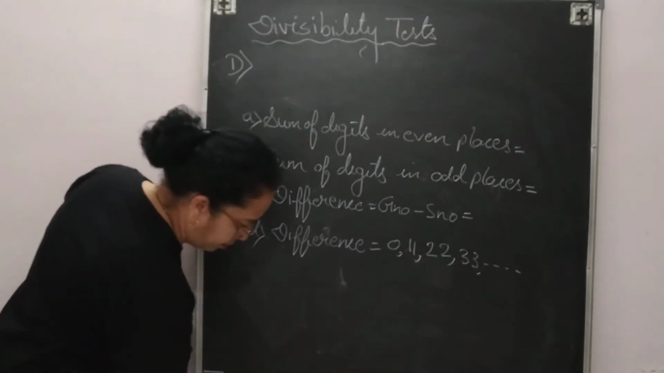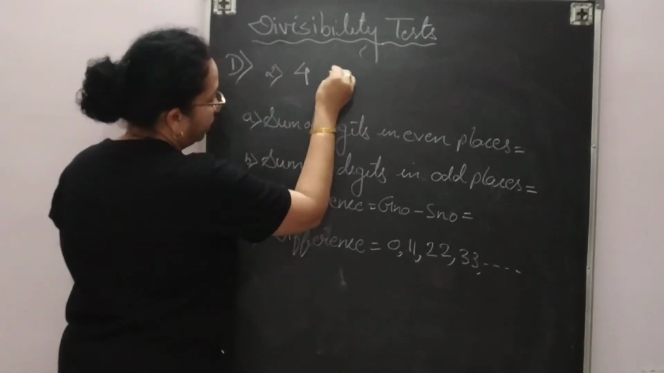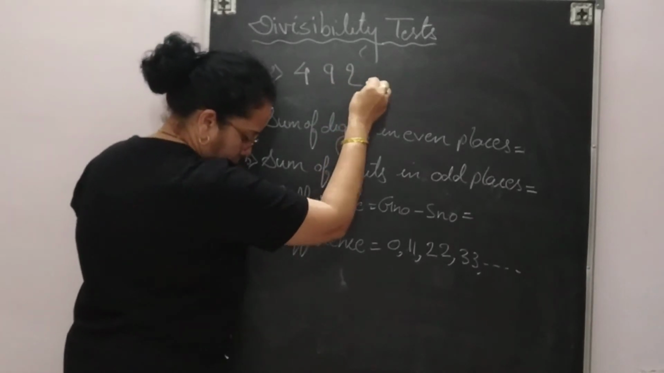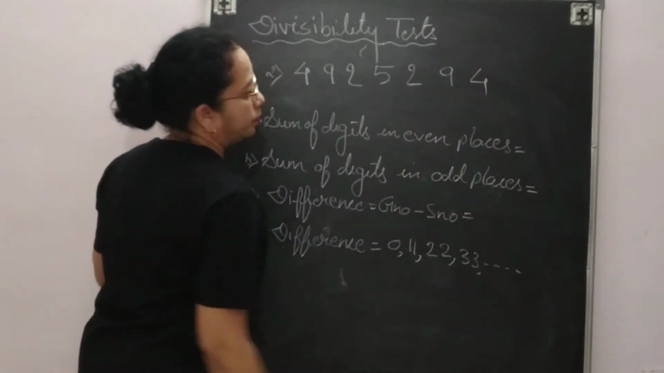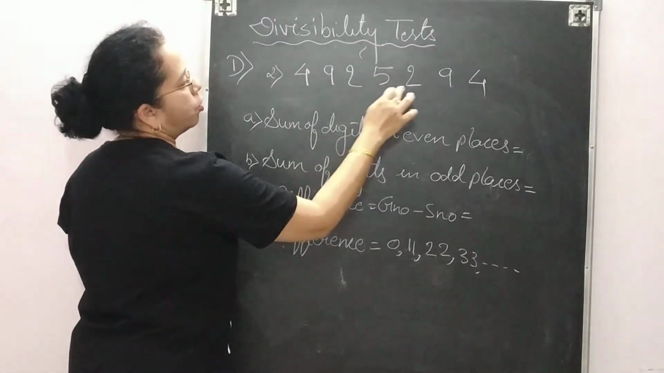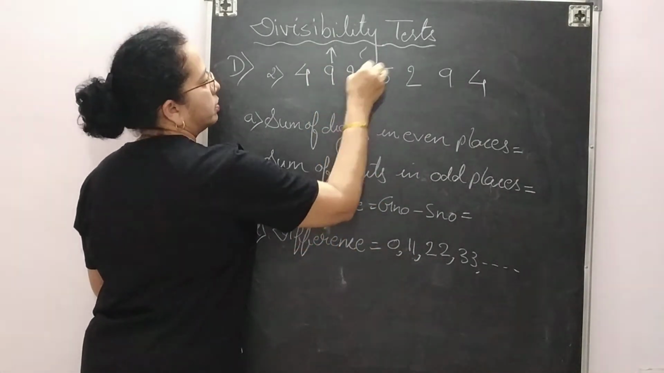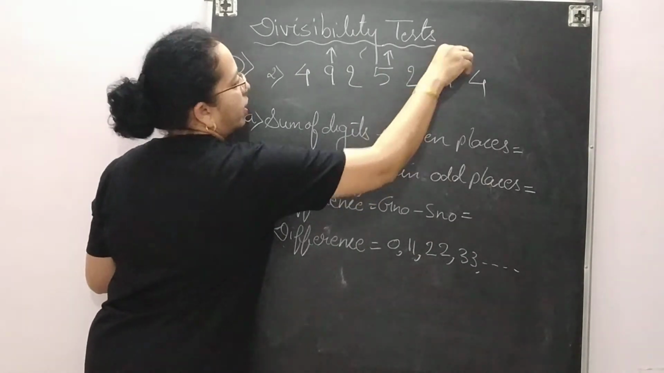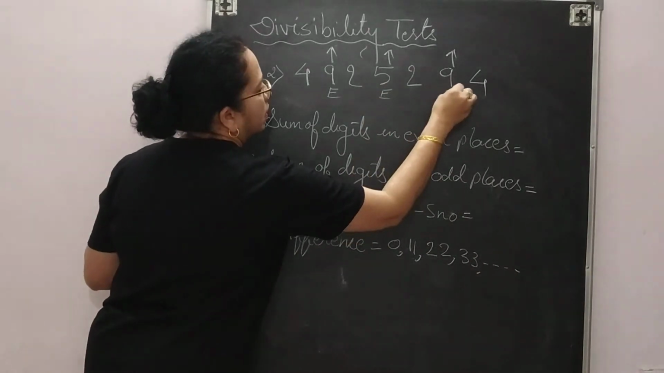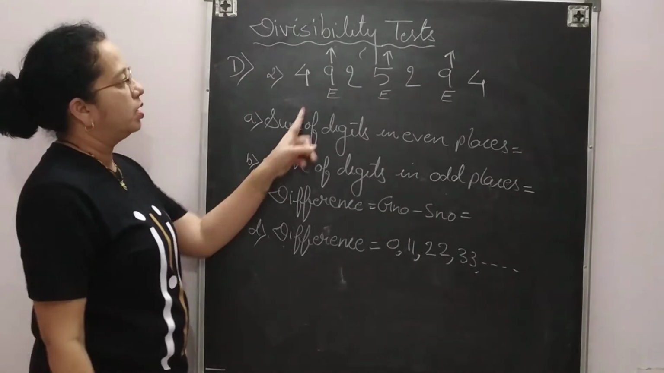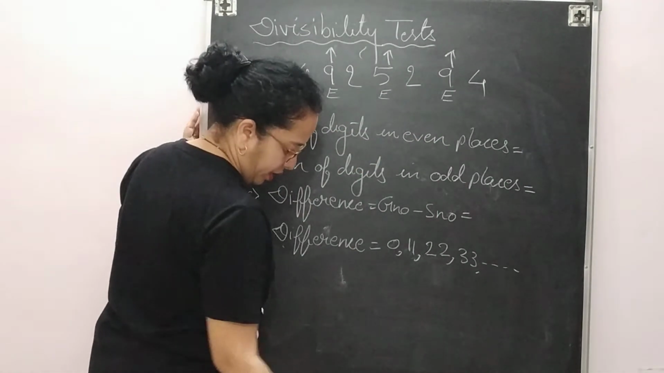Okay. So let me take the next number. Second example: 4, 9, 2, 5, 2, 9, 4. Again 1, 2, 3, 4, 5, 6, 7. So this is the second number. Leave 1, take 1, leave 1, take 1. All these are the even places. So sum of digits in even places: 9, 9 plus 5, 14. 14 plus 9 will give you 23.